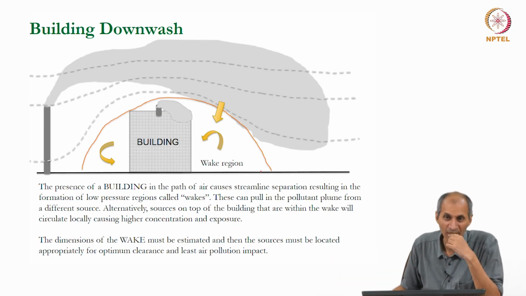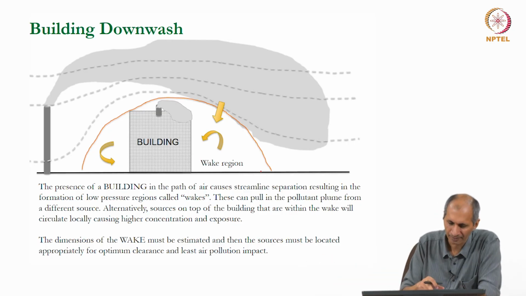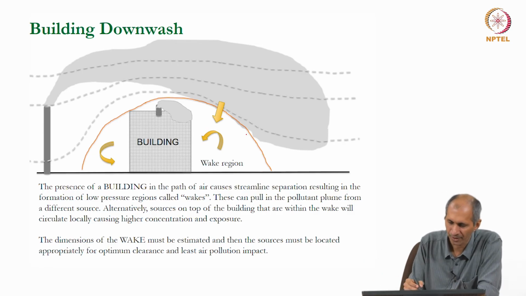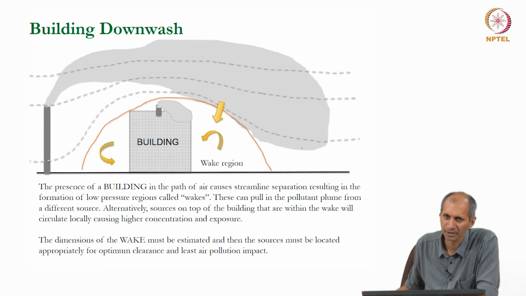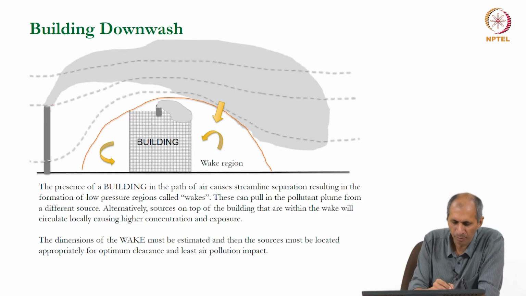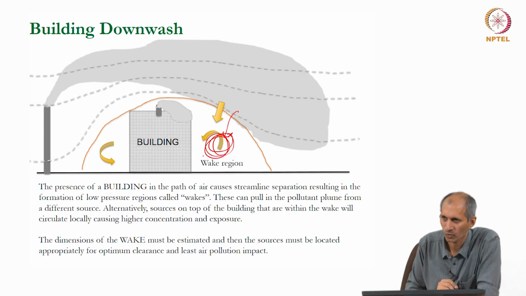So, at least at ground level, these buildings can be big. The streamline separation around buildings causes low pressure regions called a wake. Now if there is a plume going here and it gets near the wake, it can get sucked into the wake. It can get pulled in and it will recirculate here over a period of time.